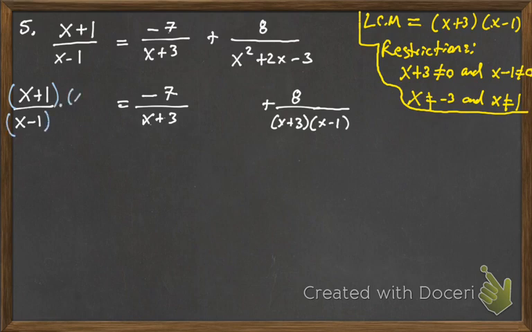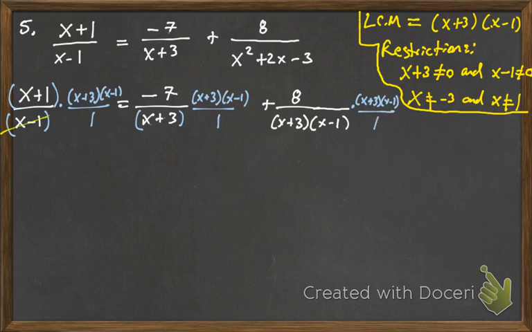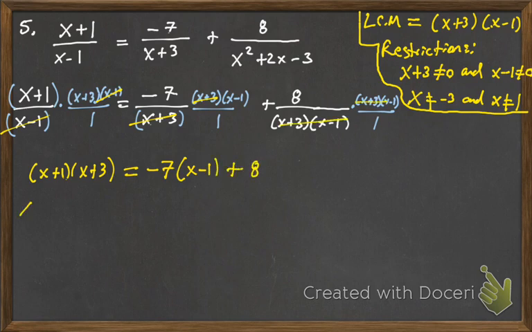So now we have the LCM. We're going to multiply everybody by that LCM. And I'm going to do it over 1 because they're all fractions, and that's just going to help me line things up when we do some cross-canceling. Okay. The first one, the x minus 1's cancel. And you're going to have x plus 1 times x plus 3 equals, the x plus 3's cancel, and you're going to have negative 7 times x minus 1. On the last term, both the x plus 3 and the x minus 1 cancel out, so you're left with 8.